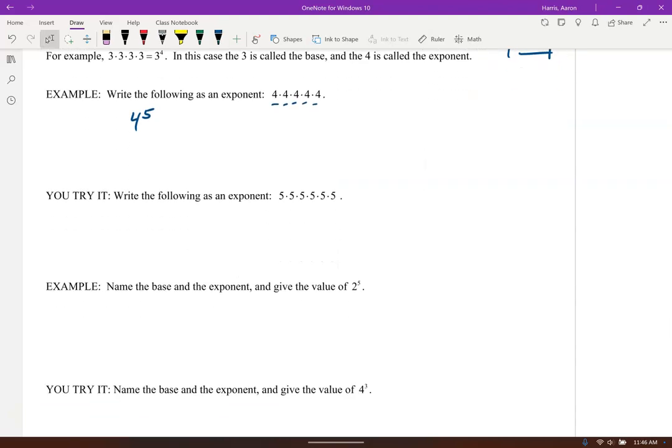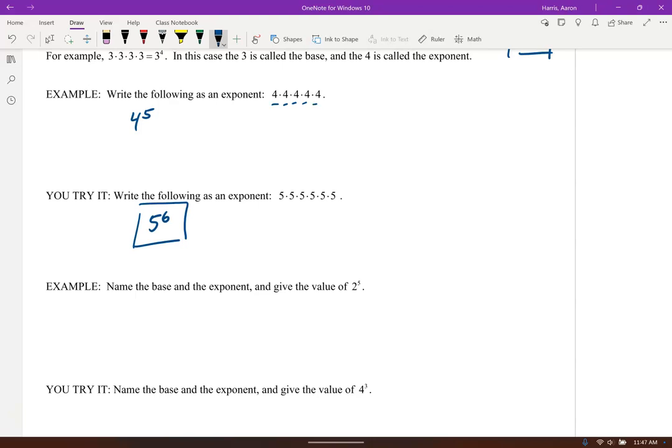How would we write the next one? Someone go ahead and turn their microphone on. What would the next be written as in exponential notation? 5 to the 6th. Awesome. Thank you, Megan. 5 to the 6th. She is right.